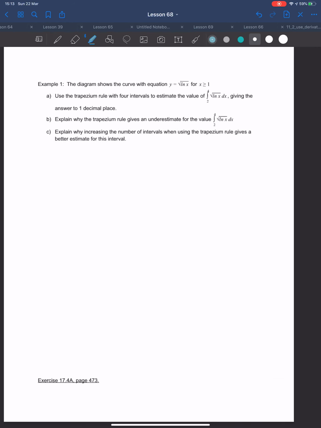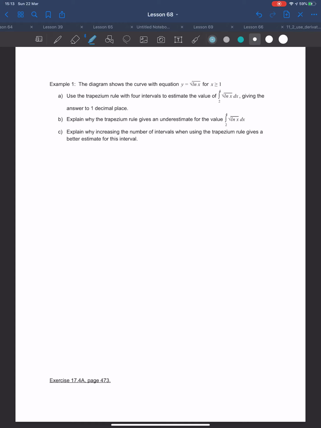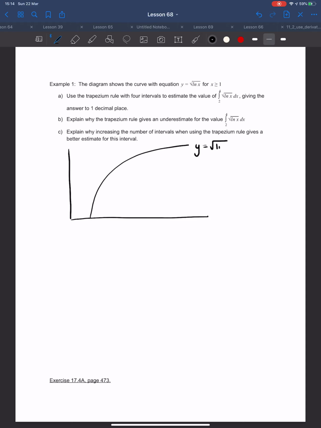Okay, so let's have a look at this one. We do a diagram. I'll copy it from the book, because this is on the top of page 473. So this diagram is y equals root of log x. That's 1 there. These are the x's, these are the y's. And it says for x greater than 1, because when it's less than 1 you can't take the square root of a negative number. Log of a number between 0 and 1 is negative.